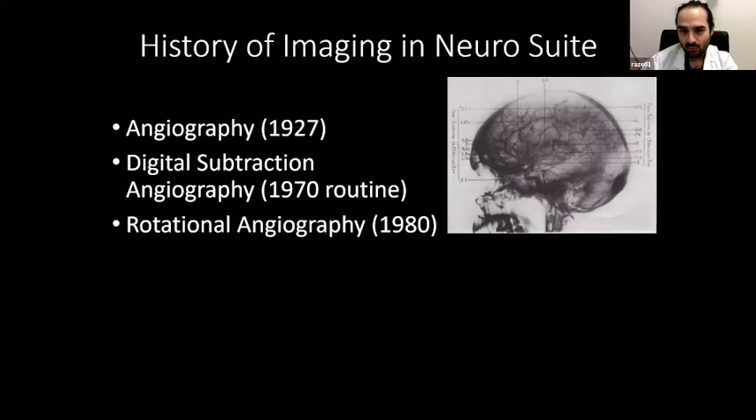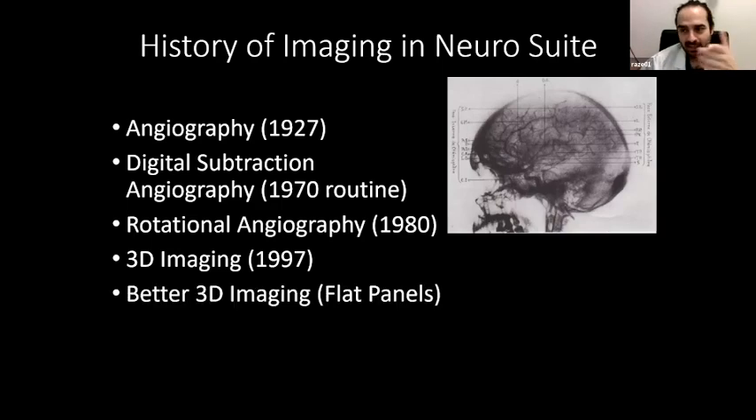Now, what's the evolution after that? The development of rotational angiography. People realized that rotating the machine during the injection would allow a better 3D understanding of the aneurysm. That was then improved with software in the late 90s. Then the main improvement was the development of flat panels, which is just a technology improvement that made it easier to rotate the machine around the body, because flat panels are much lighter and can be rotated faster. So we started to get better 3D imaging.